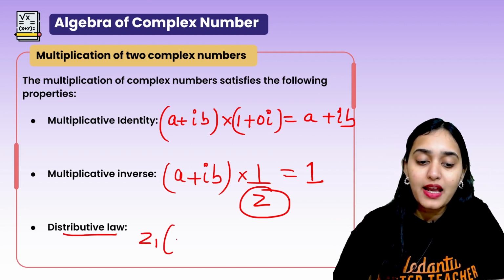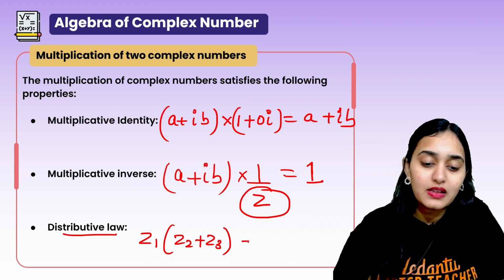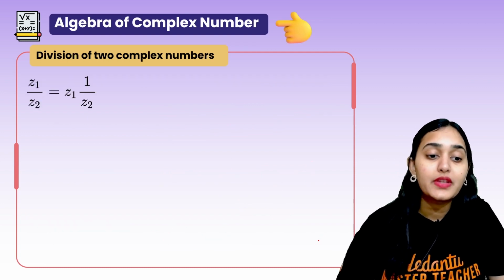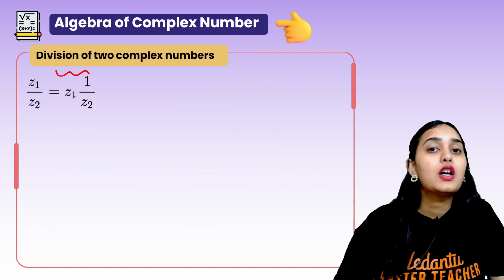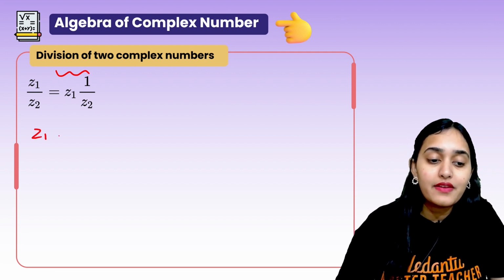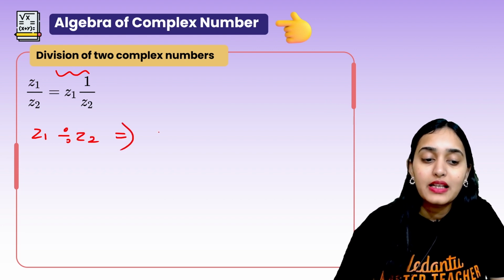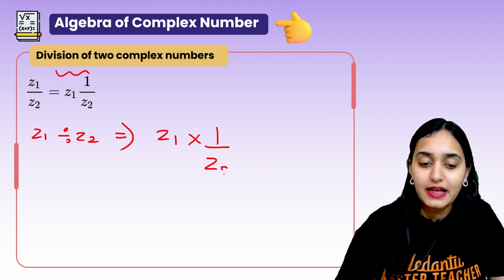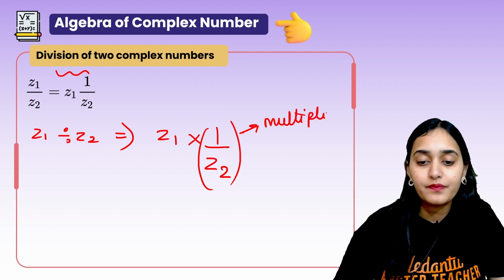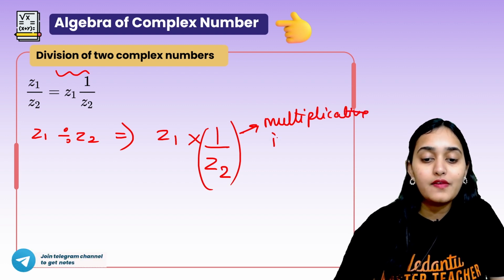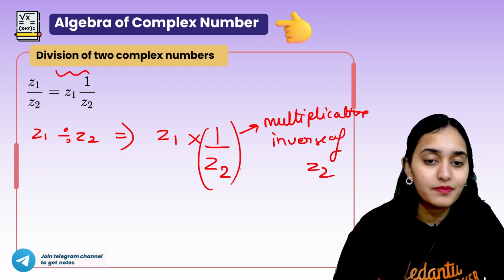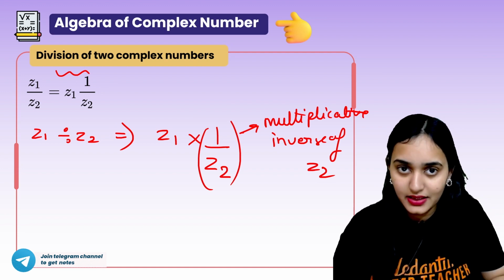Distributive law is, if you multiply a complex number with the addition of two complex numbers, you get z1 into z2 plus z1 into z3. That is distributive law. Okay. Now, how do you divide two complex numbers? We do not divide complex numbers. What we do is, z1 divided by z2 becomes z1 multiplied by 1 upon z2. Now, 1 upon z2 is called the multiplicative inverse of z2. Now, what is this? We will learn, don't worry. First, we need to learn conjugate, then only we will learn this.